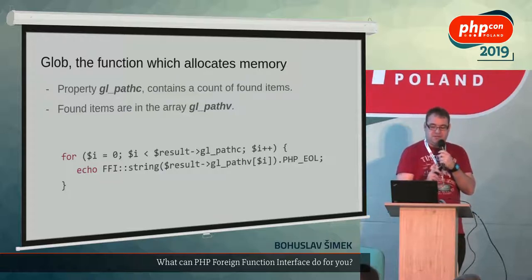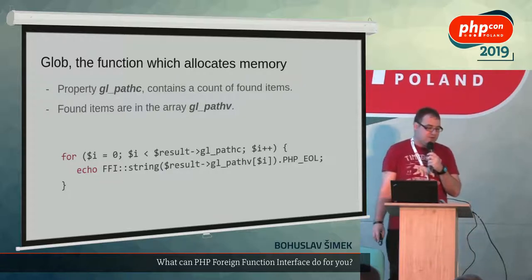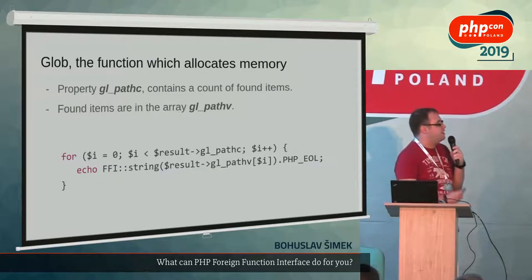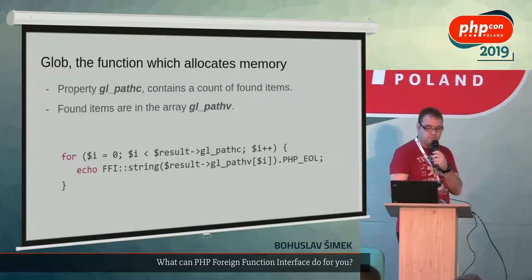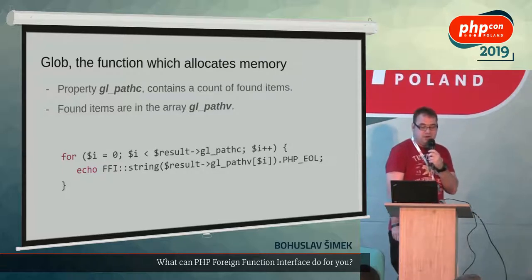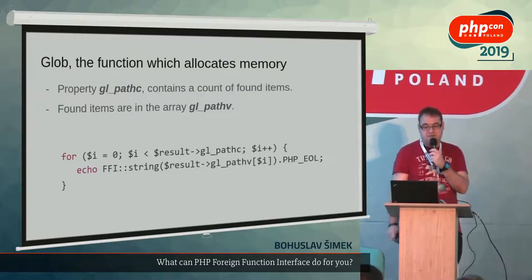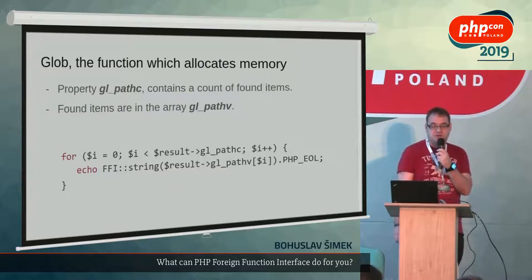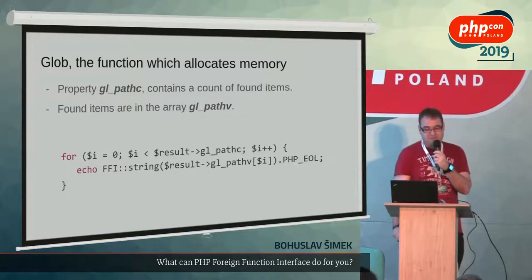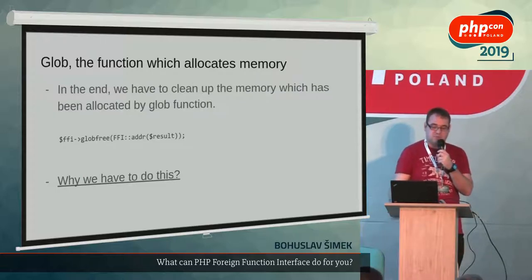What is actually interesting is how I get the result. As I pass the result object by pointer, I will have all its data in the result variable. And in this result variable, there is a defined structure with two important properties: gl_pathc, which contains a count of found items, and the found items themselves in the array gl_pathv. So I can then simply traverse it and, for example, print it.